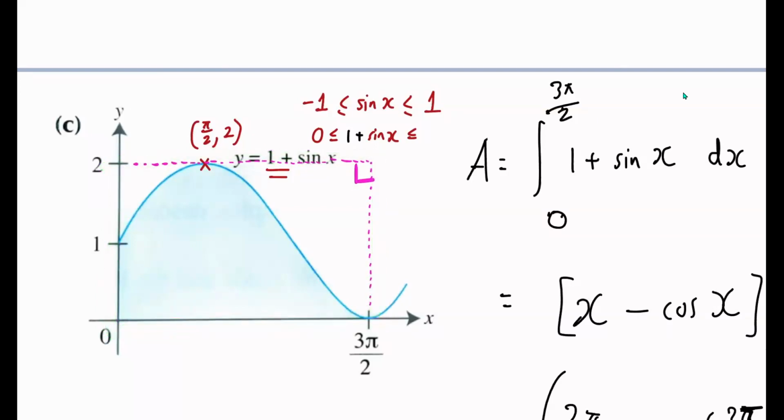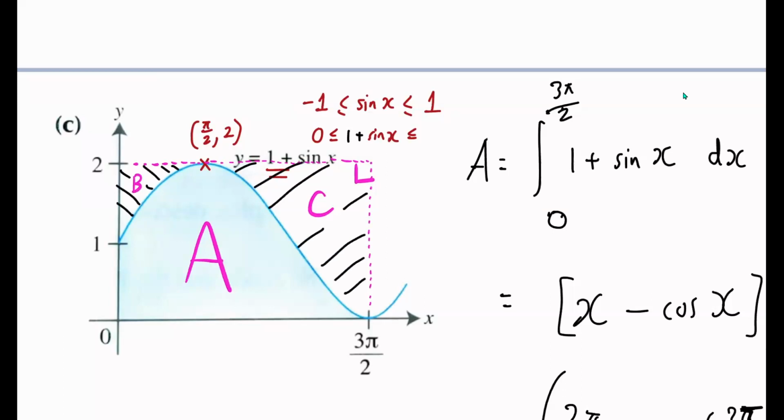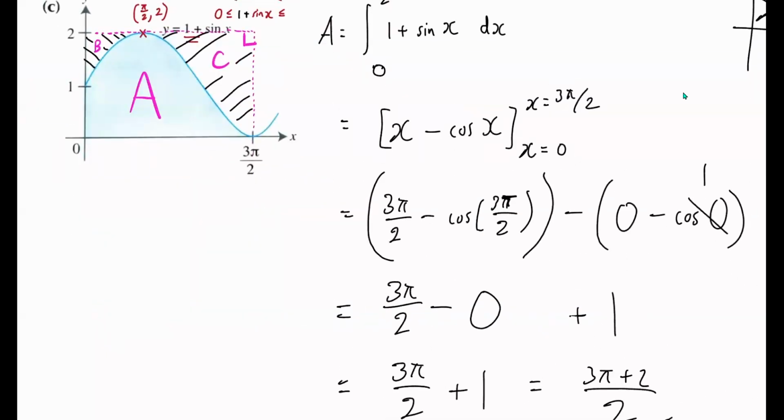Good. So now let's split it up in the following way. Maybe here is region A. There is region B. There is region C. What is B? B is this part here. C is that part there. Okay, find B plus C. Bonus. Find B plus C.